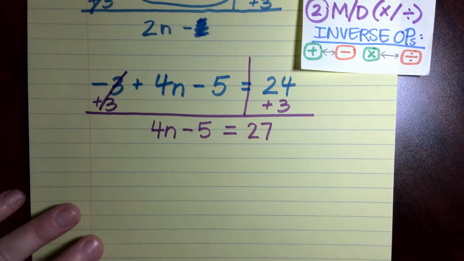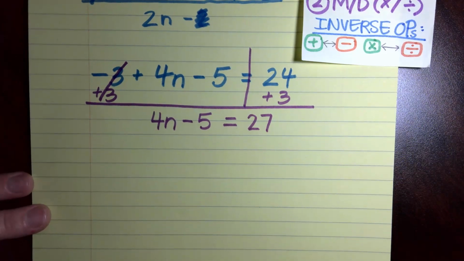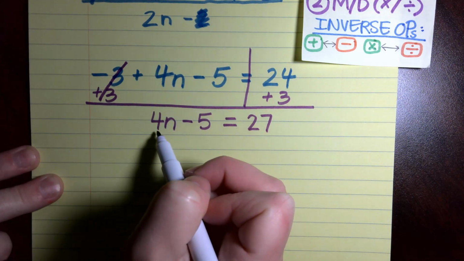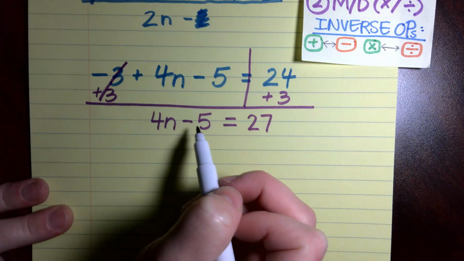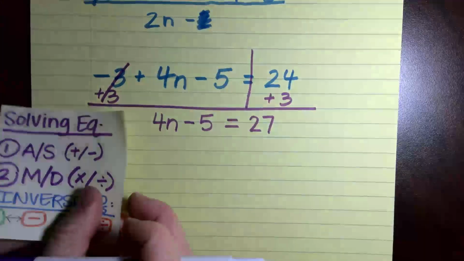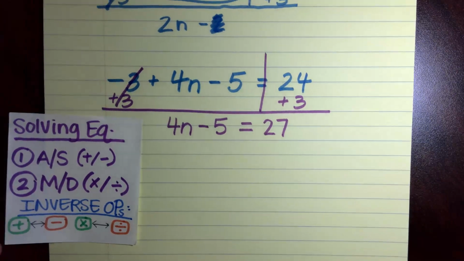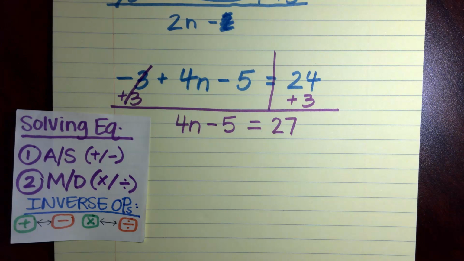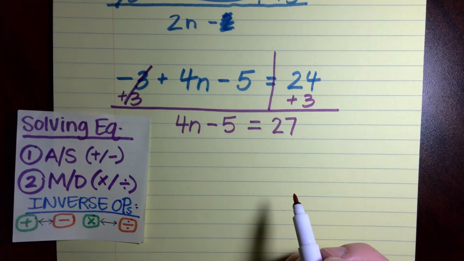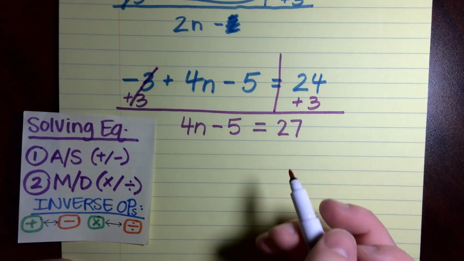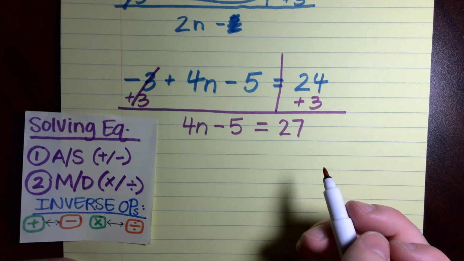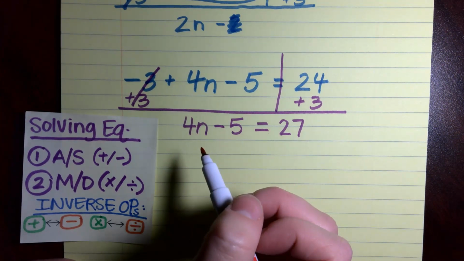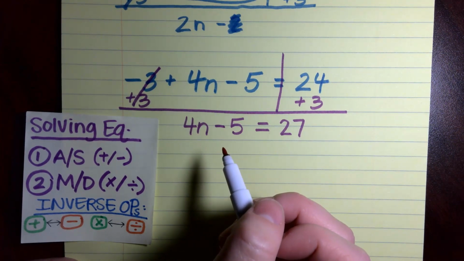Okay. Now I have a whole new equation. I have 4 times n minus 5 equals 27. What should we do? Add 5. Yeah, let's add 5. Rhonda, I see your face. Tell me why you're making that face. What are you thinking? Are you confused?